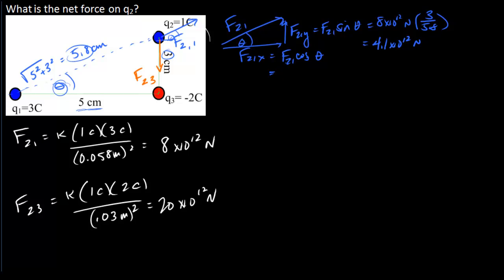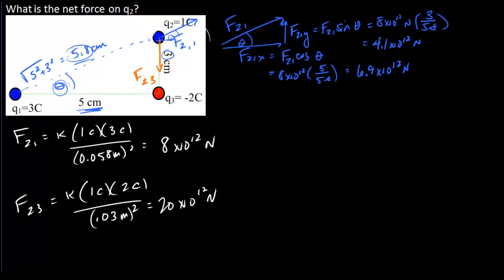F21x, again, we do the same thing. This is 8 times 10 to the 12th. Cosine of our angle is going to be the ratio of 5 over 5.8, which is the adjacent side divided by hypotenuse. And that gives us that F21x is going to be about 6.9 times 10 to the 12th newtons.